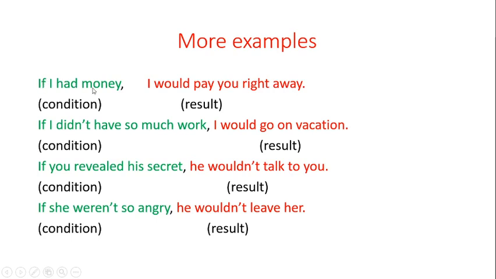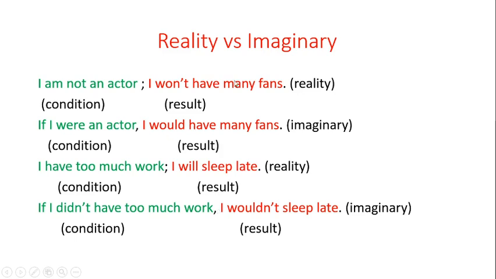You can say, if I had money, using the simple past, but the translation is subjunctive mood, and using would plus a verb in base form. This verb, we never use it in conjugation, so you have to use it in the same form all the time. So the condition is using if, and the result is using would. Let's see the examples. Imagine reality versus imaginary.